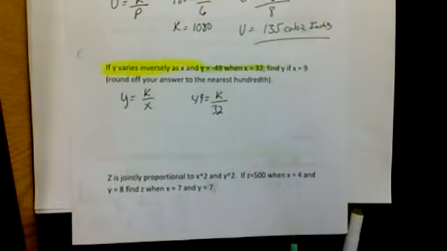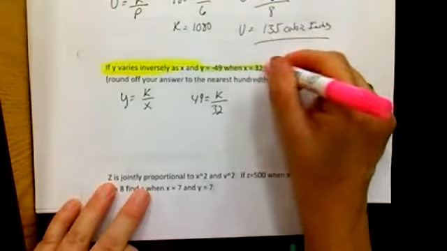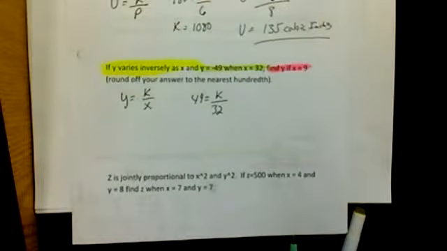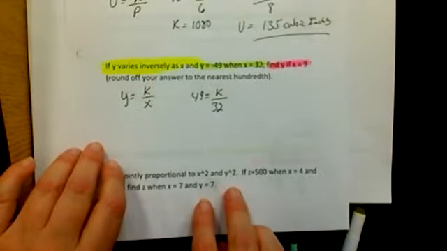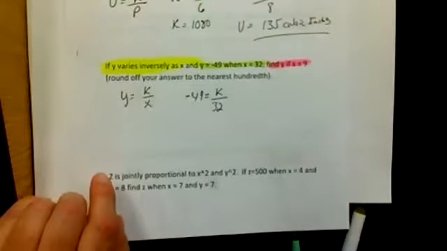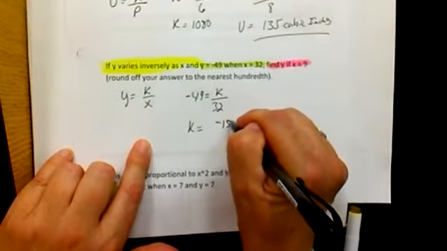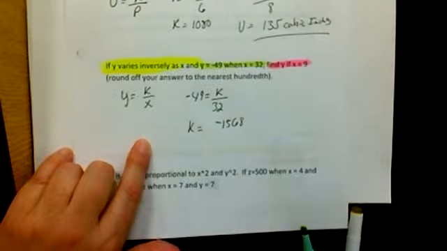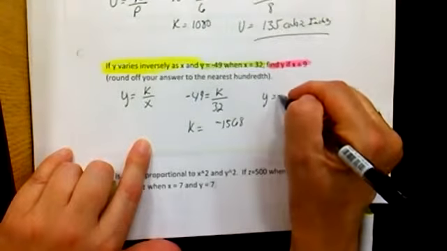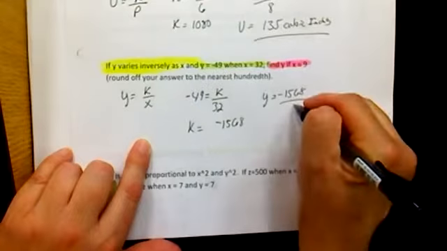And then finally, we need to figure out our last pieces there. It says find y if x equals 9. Oh, yep, thank you. That would make a big difference in my answer. So negative 49 times 32. Again, leave it on your calculator. K will equal a negative 1568. And then set up my new problem, which is y equals a negative 1568 all over 9.